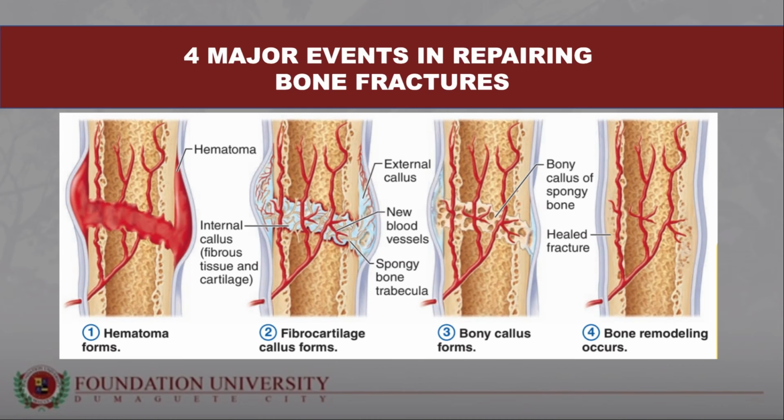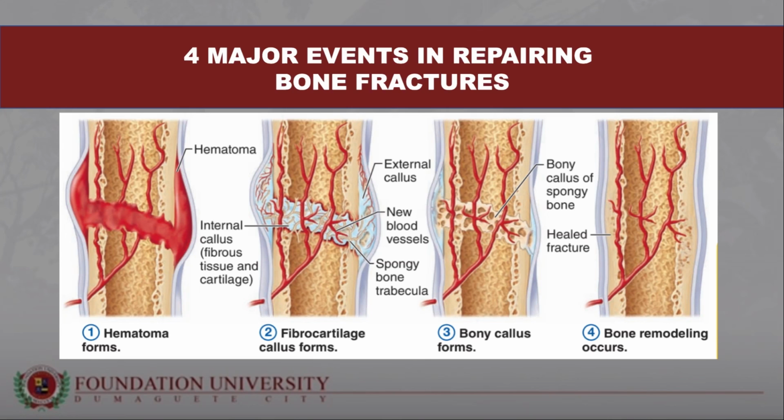Fibrocartilage callus forms. After a few days, blood vessels regrow and new blood vessels are formed. Granulation tissue cells form a mass of repair tissue called the fibrocartilage callus. An external callus is also formed outside the fracture. The granulation tissue fills in the gap where the fracture is and rejoins the fractured bones together.